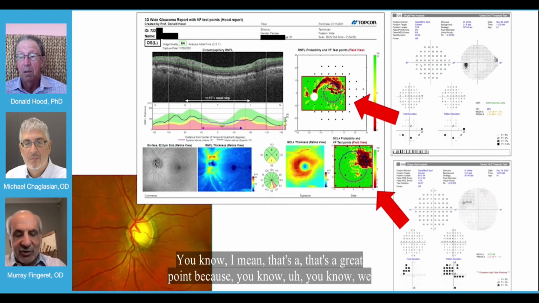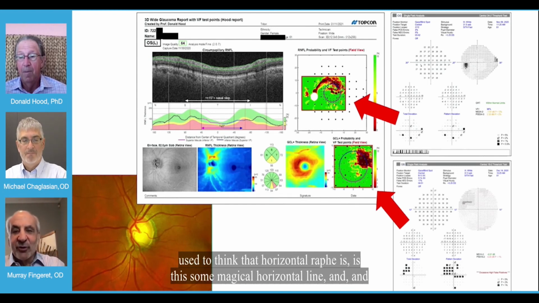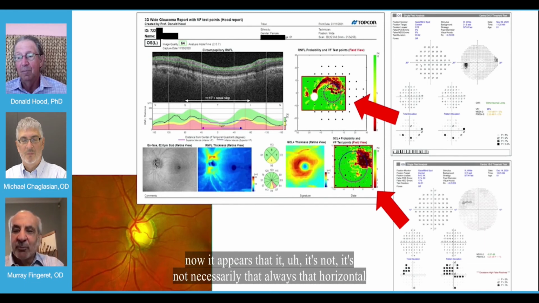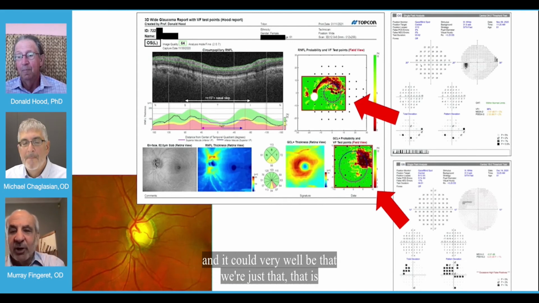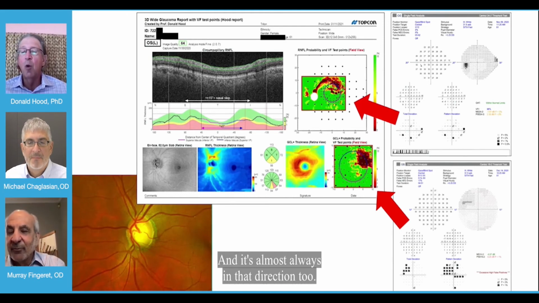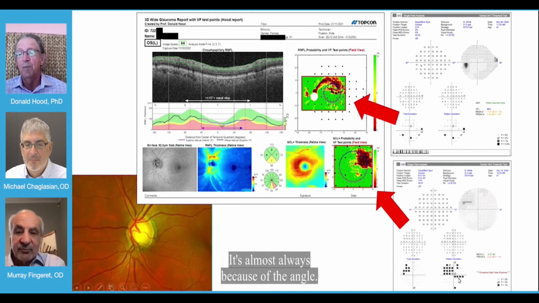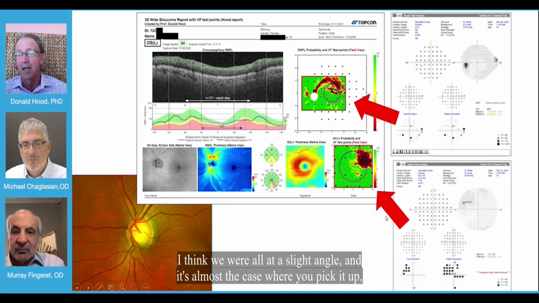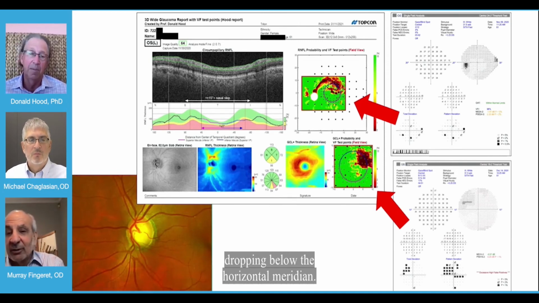I mean, that's a great point, because we used to think that the horizontal raphe is some magical horizontal line, and now it appears that it's not necessarily always that horizontal, and it could very well be that it is just extending up a little bit. And it's almost always in that direction, because of the angle. I think we're all at a slight angle, and it's almost always the case where you pick it up dropping below the horizontal meridian. Yeah.